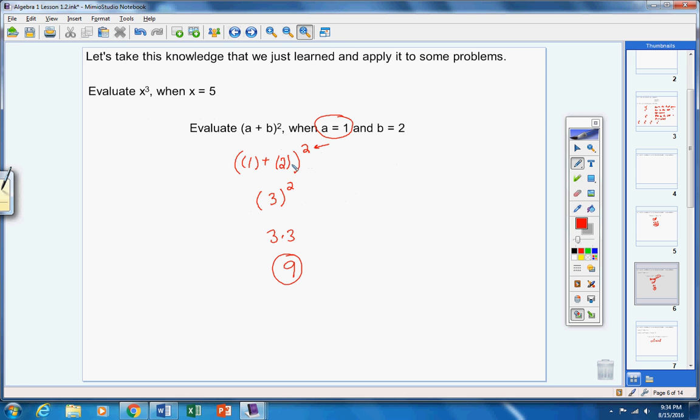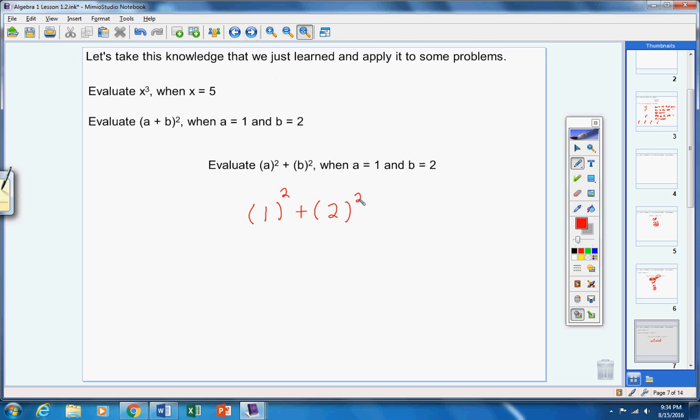If you don't see the difference, listen to me. I have one exponent with a bunch of numbers underneath it, so I first had to simplify that down to one number. Here, I have two exponents, and notice each exponent only has one number for its base. So this is pretty easy. We can go ahead and simplify our exponents.